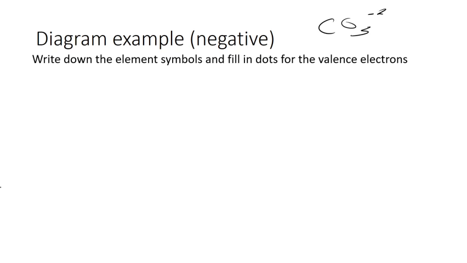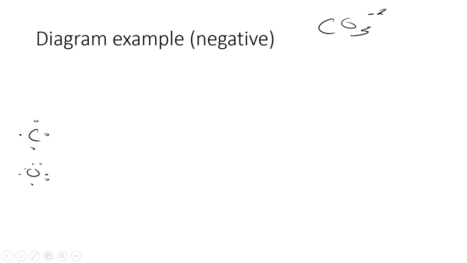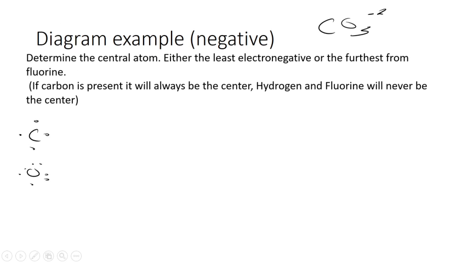So first, elements and symbols, C and O. Carbon, 4A, 4 valence electrons. Oxygen, 6 valence electrons. Great. Central atom, right? Furthest from fluorine, which is carbon. Carbon is also carbon, so it's going to be the center. Great.